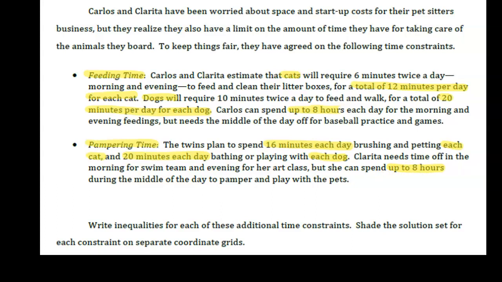So the task is asking us to write inequalities for each of these 2 additional constraints, and we're going to graph them and then shade the solution set for each constraint on separate coordinate grids. So we're going to write the inequalities, and we're going to have 2 separate graphs.